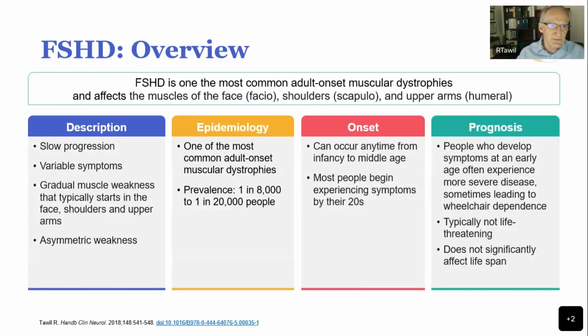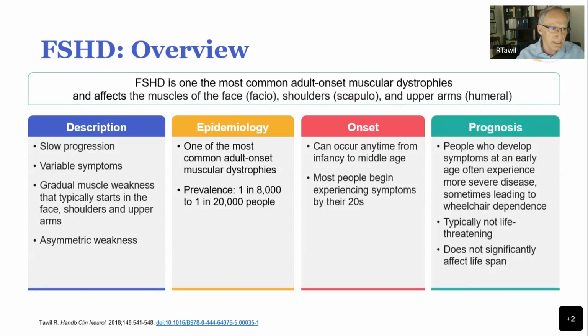So FSHD is one of the most common adult onset muscular dystrophies and affects the muscles of the face, shoulders, and upper arms. We'll come back to that. The FSHD name is not really true to what it really is. It's much more severe than people think because it's not limited to those muscles, and we'll talk about that.